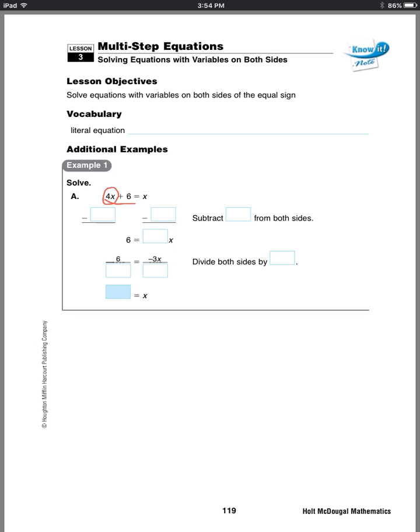So 4x is being added to the 6, so we're going to subtract 4x from both sides. And that is going to cancel these 4x's out, bring our 6 straight down, and then x minus 4x, or 1 minus 4, equals negative 3. So we have negative 3x. Then we're going to divide both sides by the coefficient, which in this case is negative 3. These cancel, and you have a positive divided by a negative, so your answer is negative, and 6 divided by 3 is 2, so it's negative 2.